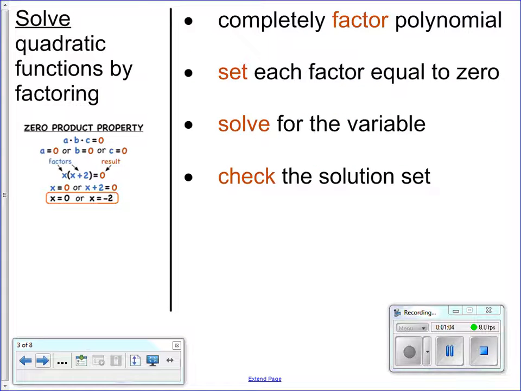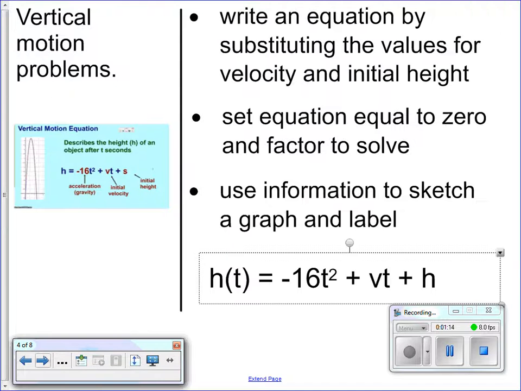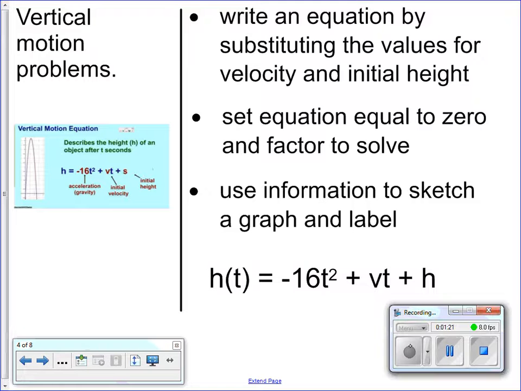When we solve by factoring, we have to factor the polynomial completely, and then set each one to 0, solve for the variable, and then plug it back in and make sure it's correct. Then we've got our vertical motion problems. So we write an equation by substituting the values for velocity and our initial height. We factor it, set each equation to 0, and solve. Use this information to sketch a graph and label it.